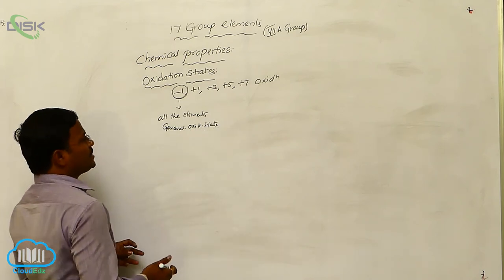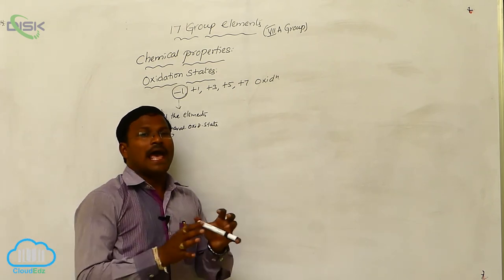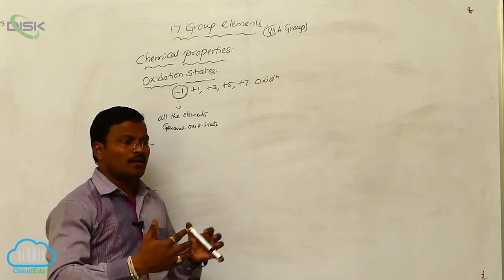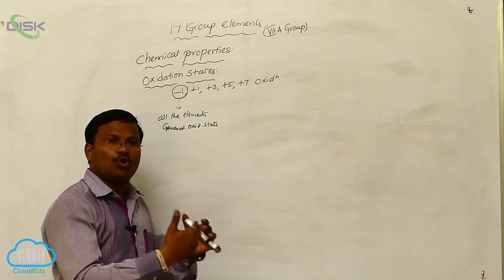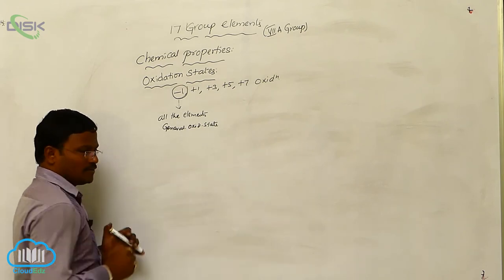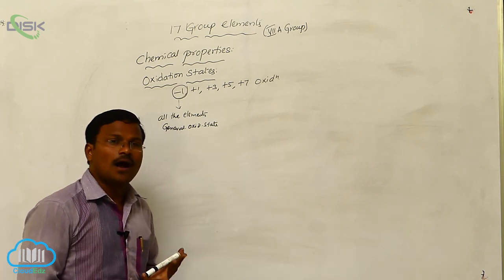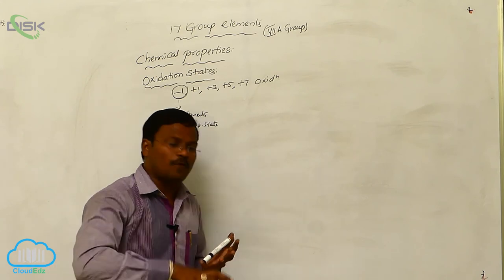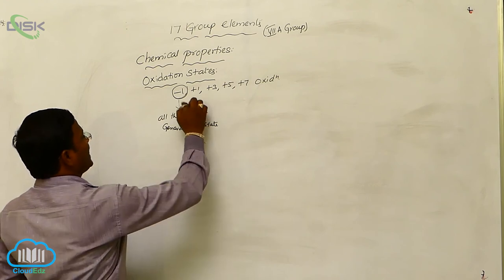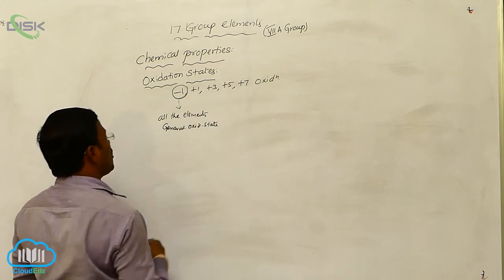Whereas in special conditions, what are the special conditions? Except for fluorine, the remaining elements, chlorine, bromine and iodine, when they react with another halogen, or when they react with oxygen to produce oxides, or in their oxo-acid forms or oxide forms, they exhibit +1, +3, +5, and +7 oxidation states.